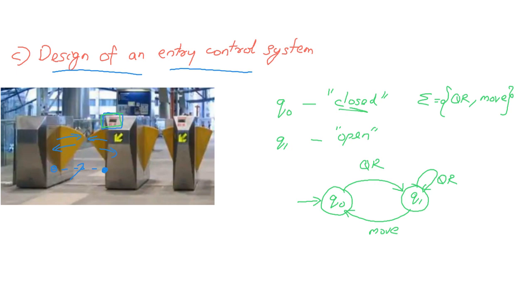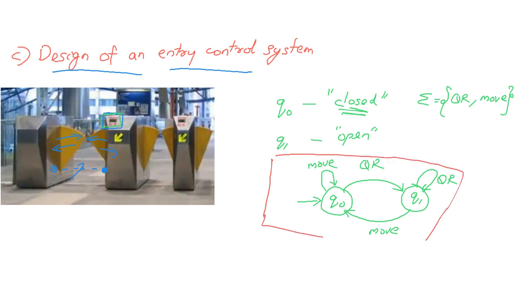Also, what happens at Q0 if you try to make a move here without showing the QR? Then the flaps will not be opened and it will remain closed. So this is a very interesting and elegant real-time example.